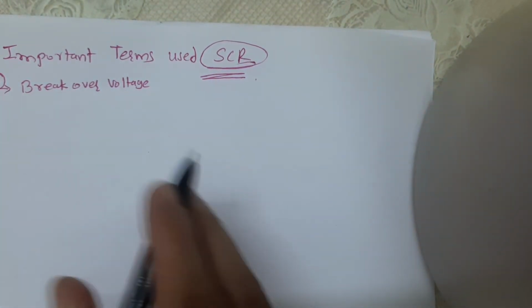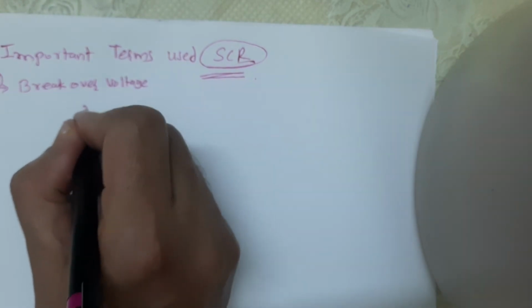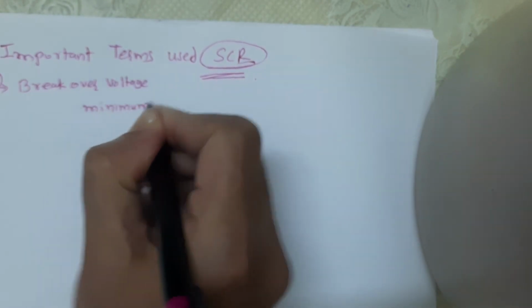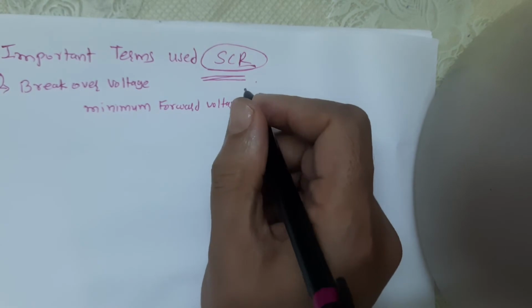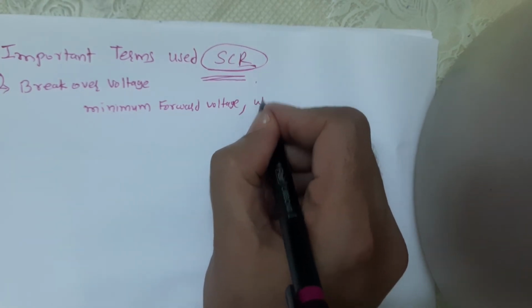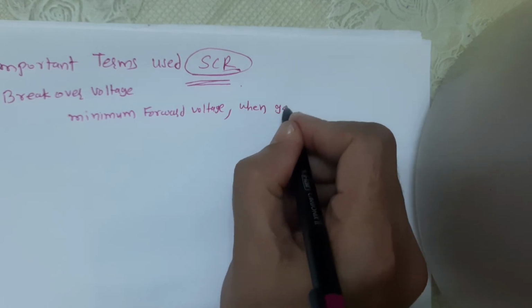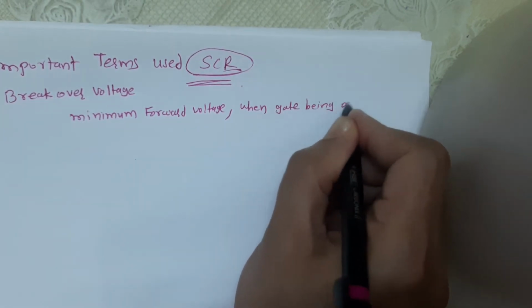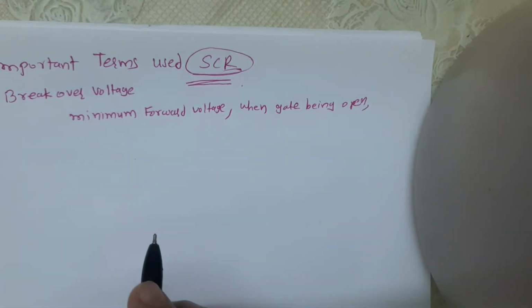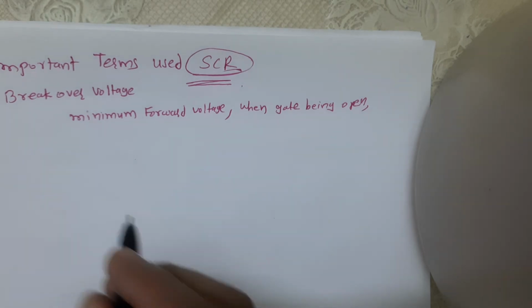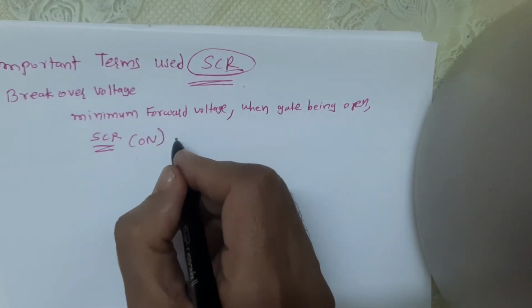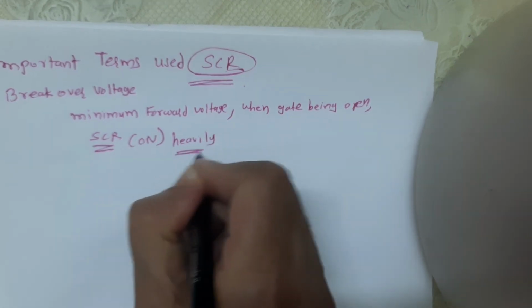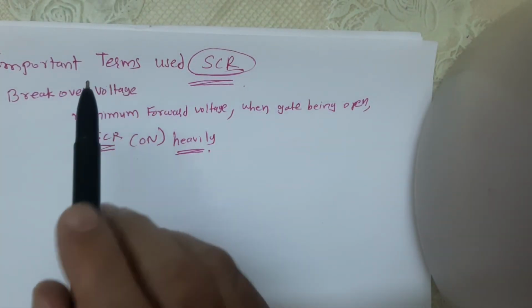That means it is the minimum forward voltage, with the gate being open, at which the SCR starts conducting heavily. SCR starts conducting, that means in on condition heavily. This is known as the breakover voltage.